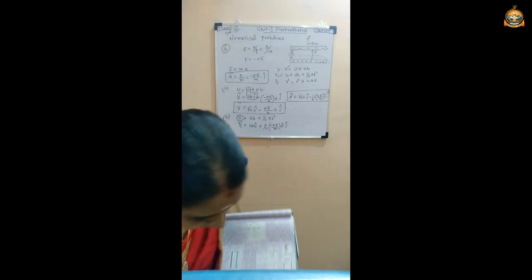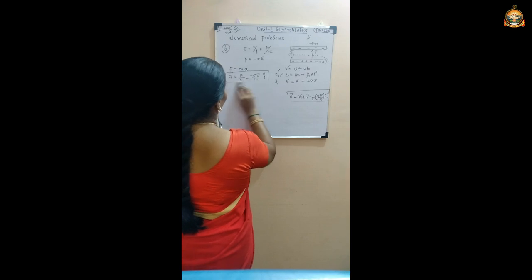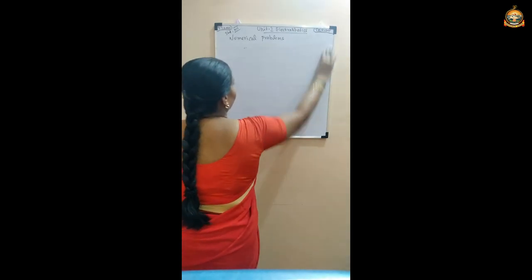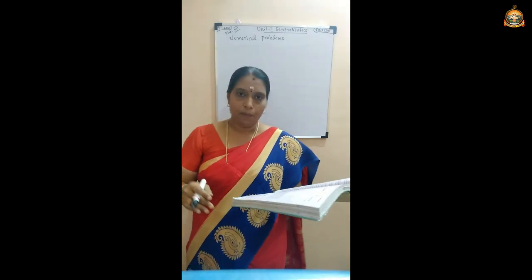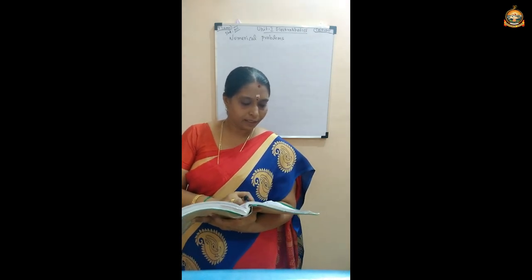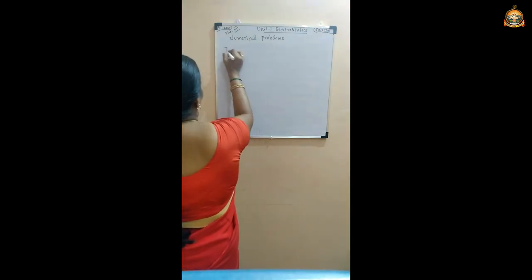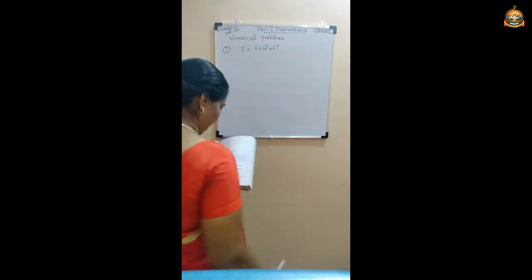Seventh question. I read out the 7th question. A closed triangular box is kept in an electric field of magnitude E is equal to 2 into 10 to the power of 3 newton coulomb power minus 1 as shown in the figure. Calculate the electric flux through the vertical rectangular surface, slanted surface and the entire surface. Now they are giving a box kept in an electric field of magnitude 2 into 10 to the power of 3 N C power minus 1.